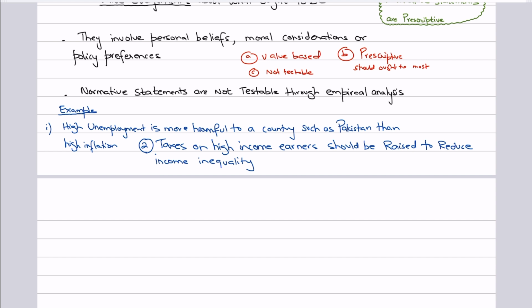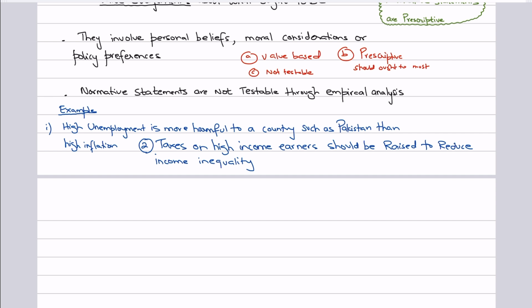Similarly, if it's written in the exam that healthcare should be free for all citizens, now again, this is an ethical belief. Healthcare should be free for all citizens is an ethical belief. Hence, it's a normative statement. You need to look at the intent behind the statement. It reflects an ethical belief about the role of the government in providing healthcare.